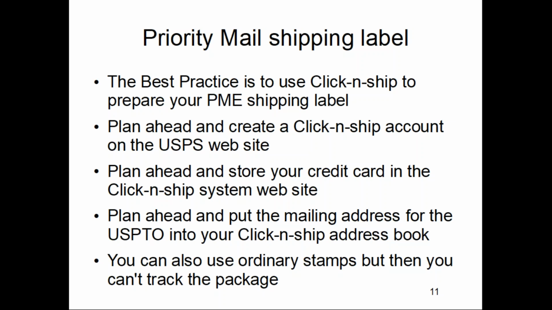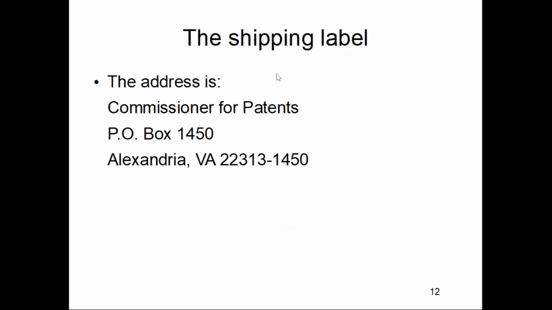You could use ordinary stamps. People do it. The drawback to that is it won't let you track the package. So I prefer Click and Ship because you get a tracking number. But you can use ordinary stamps if you want. Where do you ship it? Well, you ship it to this address, this P.O. box. Don't ship it anywhere else. This is the exact right place to send it.